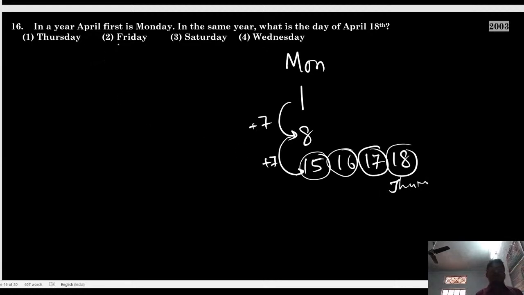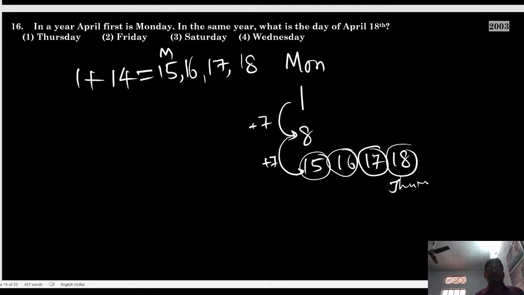Or we can find it like this. 1 plus we add multiples of 7. Below 18, the multiple of 7 is 14. 1 plus 14 is 15, Monday. So 16 Tuesday, 17 Wednesday, 18 Thursday. The answer is Thursday, option 1.